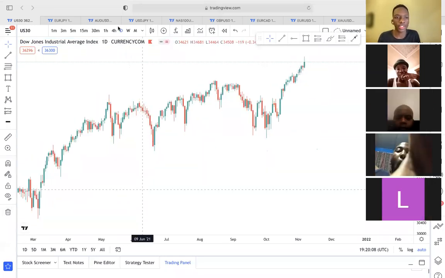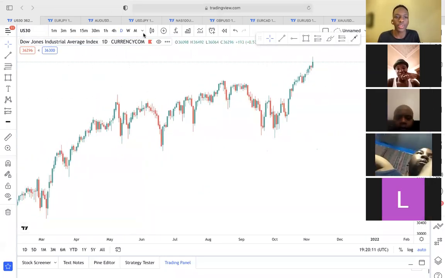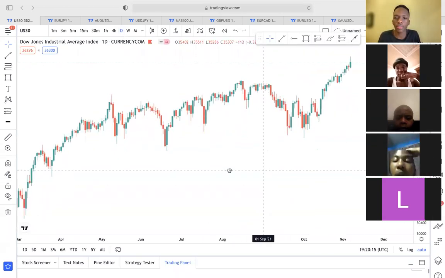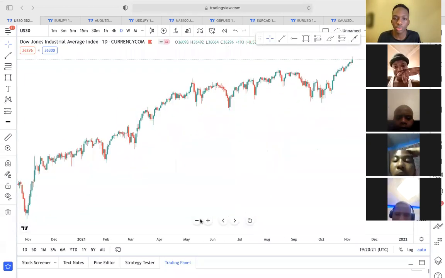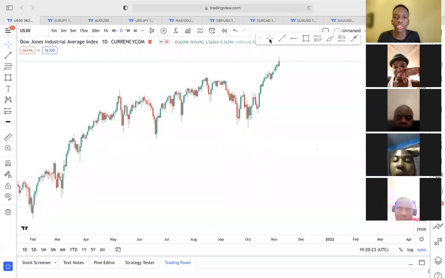Right. So guys, as you can see, this is US 30, US 30 daily time frame, guys. We always start our analysis on the daily time frame, right? First thing, zoom out just 3 times to get an overall picture of the market, guys.